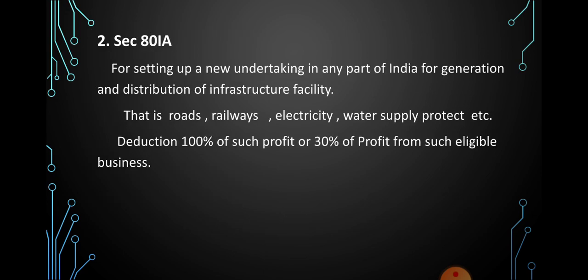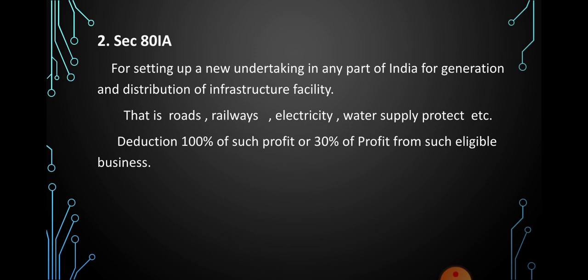Second one, Section 80IA, for setting up a new undertaking in any part of India for generation and distribution of infrastructure facility, that is roads, railways, electricity, water supply projects, etc. The deduction is 100% of such profit or 30% of profit from such eligible business. It is set up in any part of India for the generation or distribution of power.